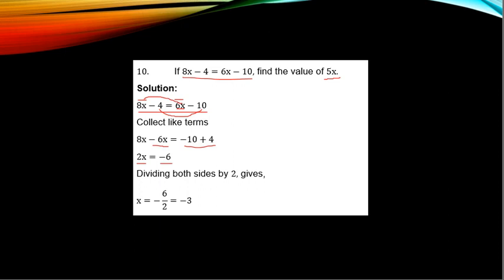Divide both sides by 2 for s to stand alone. So s is equal to minus 6 divided by 2, and you have minus 3 as the value of s, okay? So to find 5s, multiply 5 by minus 3. That gives minus 15. Minus 15, okay?